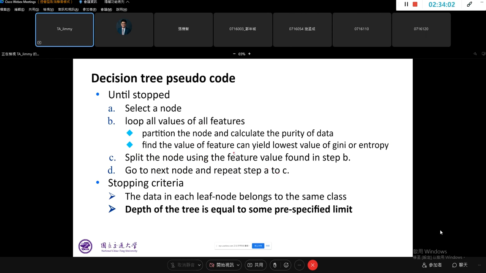If you don't set any stopping criteria, the decision tree will stop growing only if the data in each node belongs to the same class. But you can pre-specify some limits. You can restrict the depth of the tree, and then the decision tree will not keep growing at some certain node.